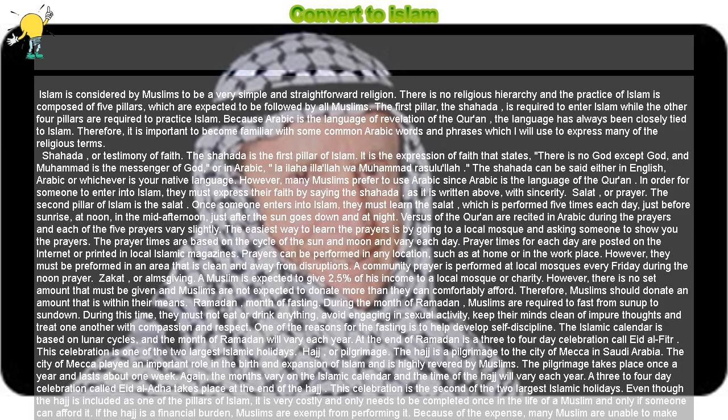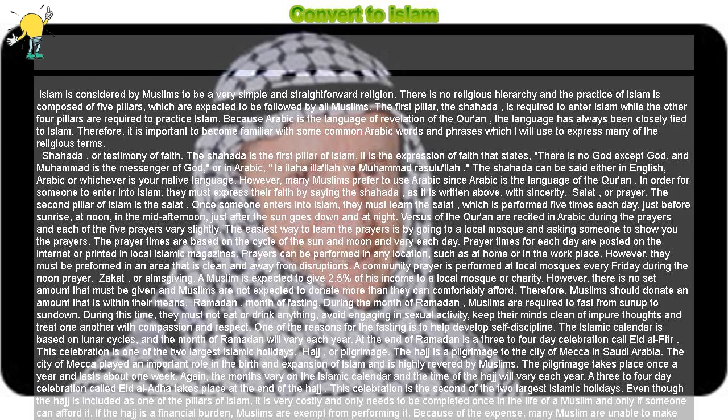Because Arabic is the language of revelation of the Qur'an, the language has always been closely tied to Islam. Therefore, it is important to become familiar with some common Arabic words and phrases which I will use to express many of the religious terms.